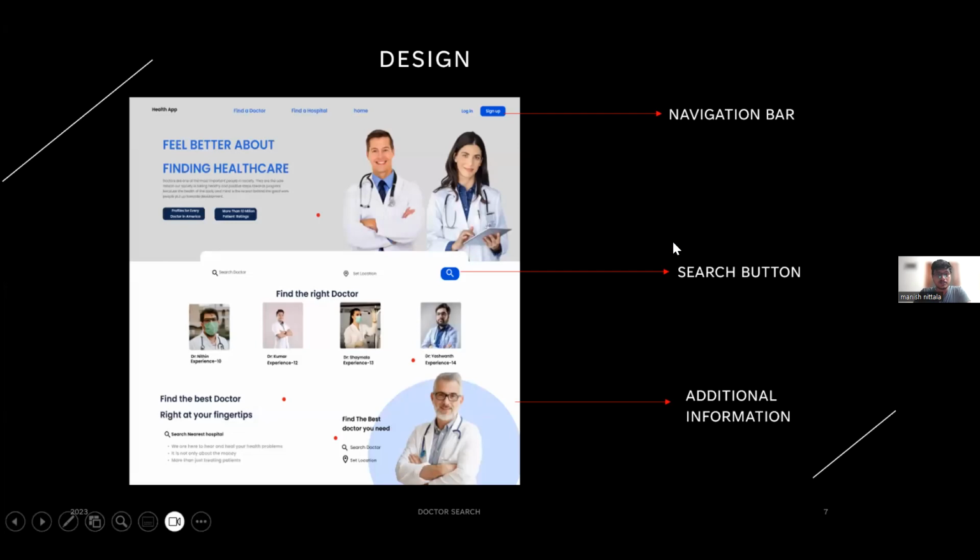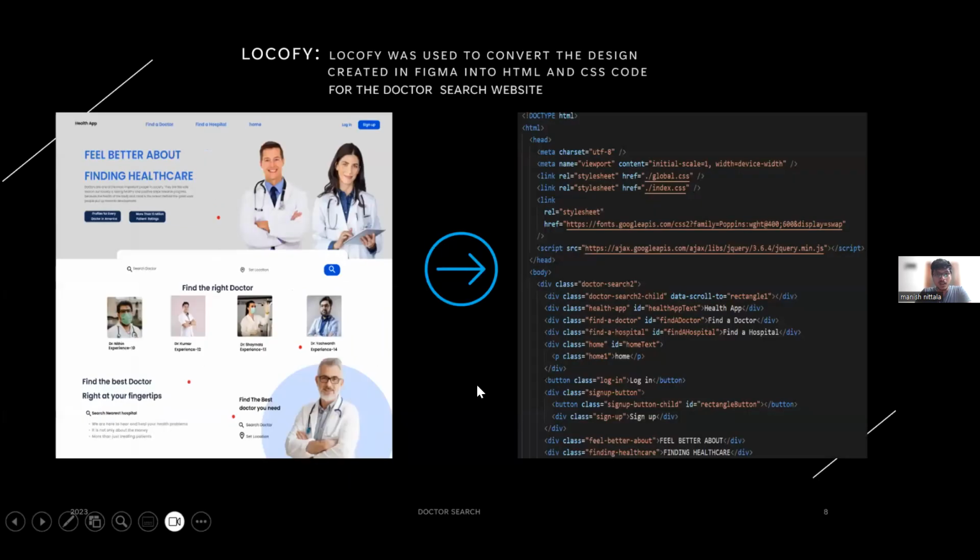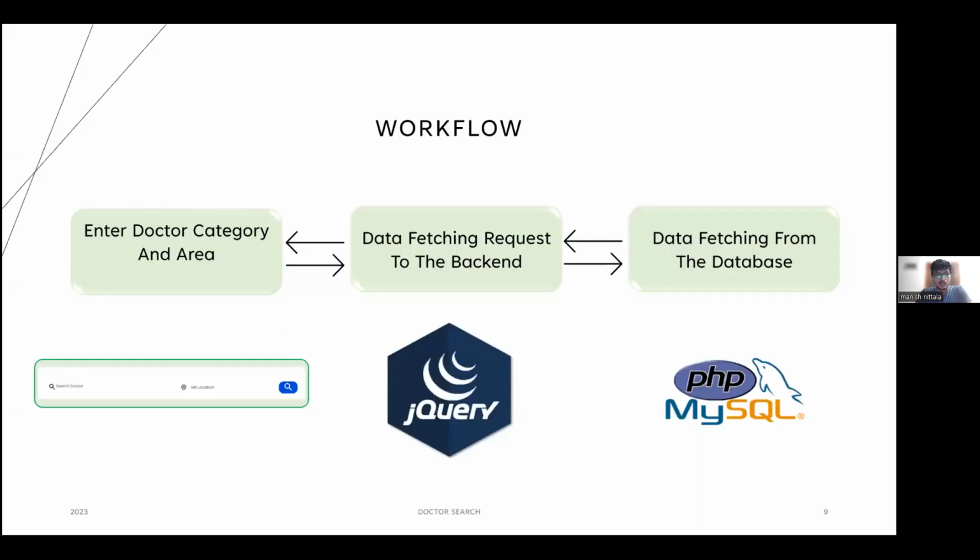And this is my template and website page. This is the navigation bar, this is the search area, and these are the additional information. We used the Lokify app to convert this template to code. Lokify is basically a Figma extension or plugin which we use to convert the template to HTML and CSS code according to our needs.